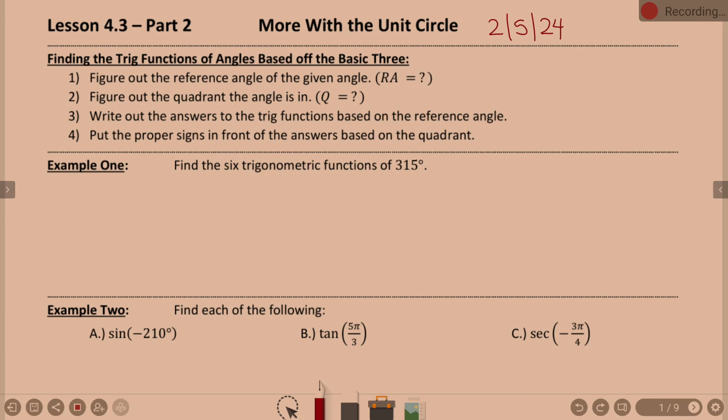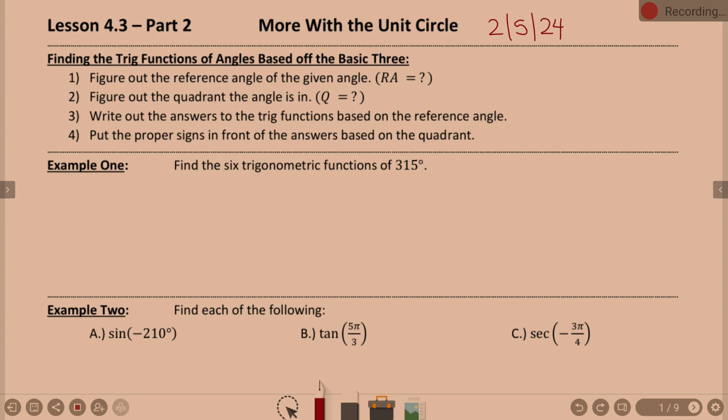So we learned how to find reference angles. If you recall from part 1, reference angle is how far an angle is from the x-axis. Okay? So reference angles are numbers that are always less than 90, always positive, because it's just how far you are from the x-axis. So that's when we're adding and subtracting from 180 or 360, depending on the location.